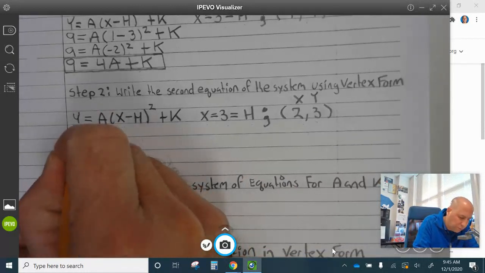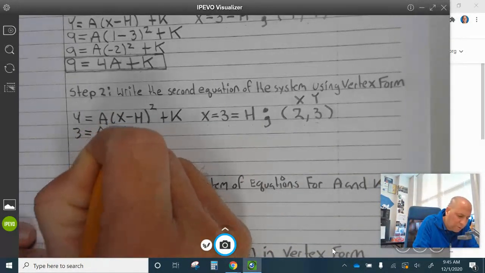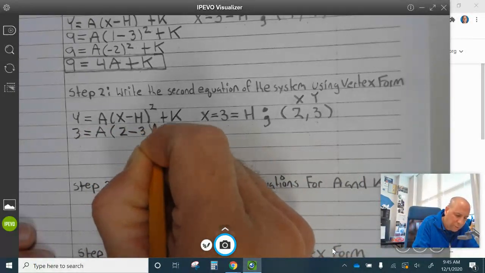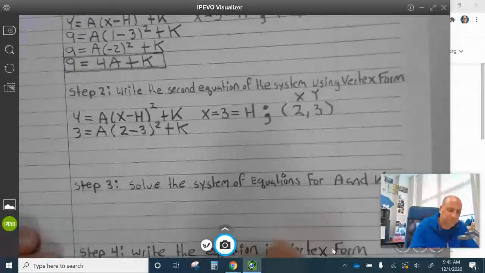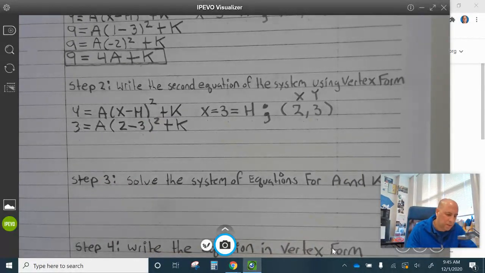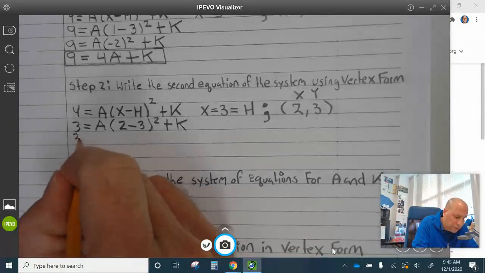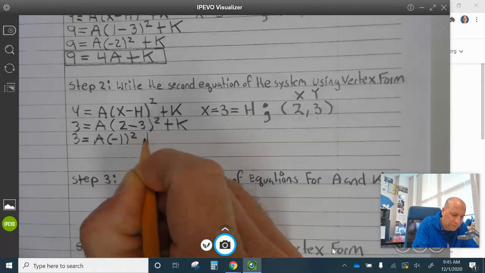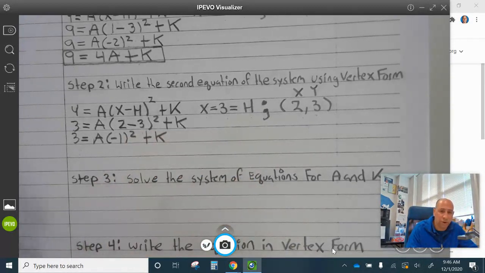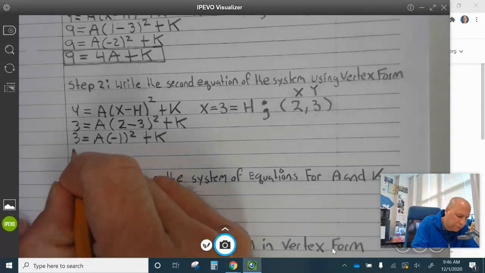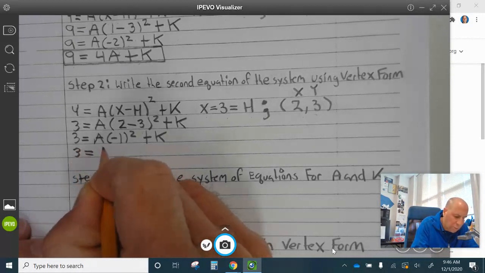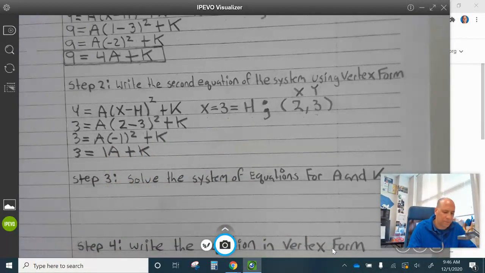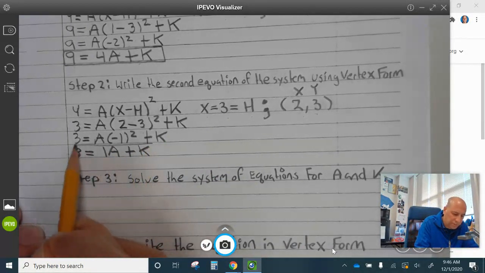So y is 3, so 3 equals a, we don't know, x, which is 2, minus h, which is 3, squared, plus k, we don't know. So now that's 3 equals a, 2 minus 3 is negative 1, so that's negative 1 squared plus k. Well, negative 1 squared is 1, so that's 3 equals 1a plus k. And there's our second equation.